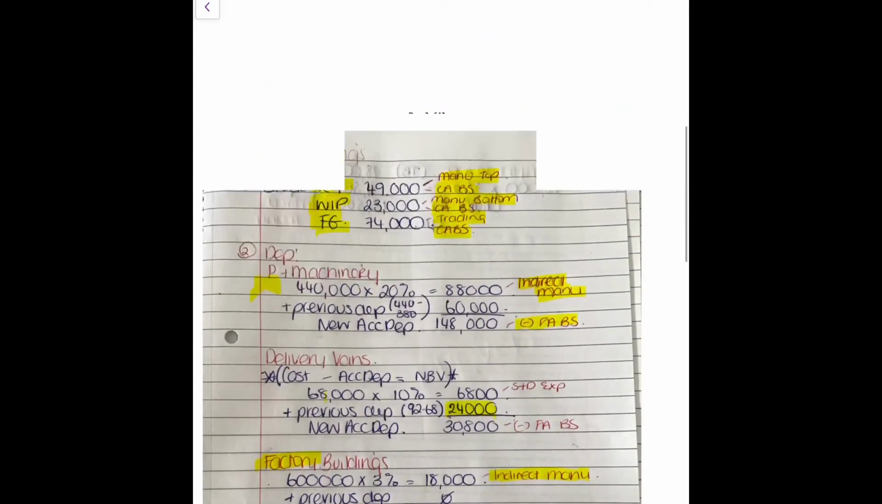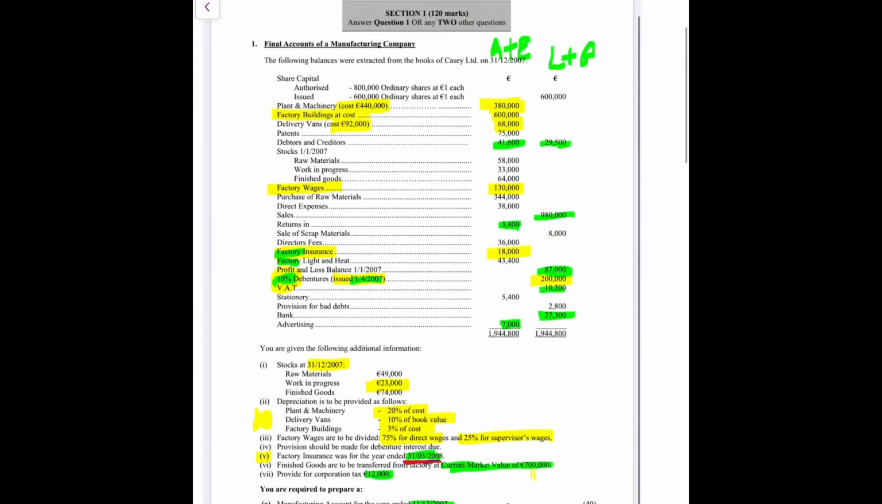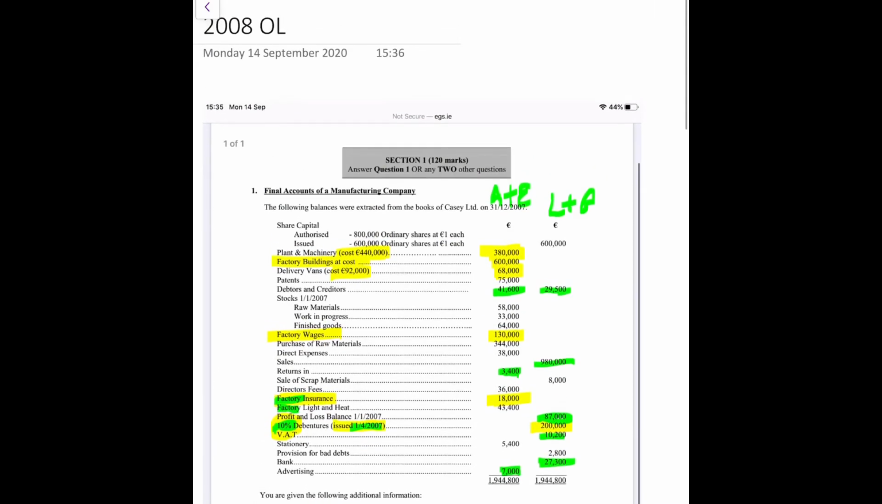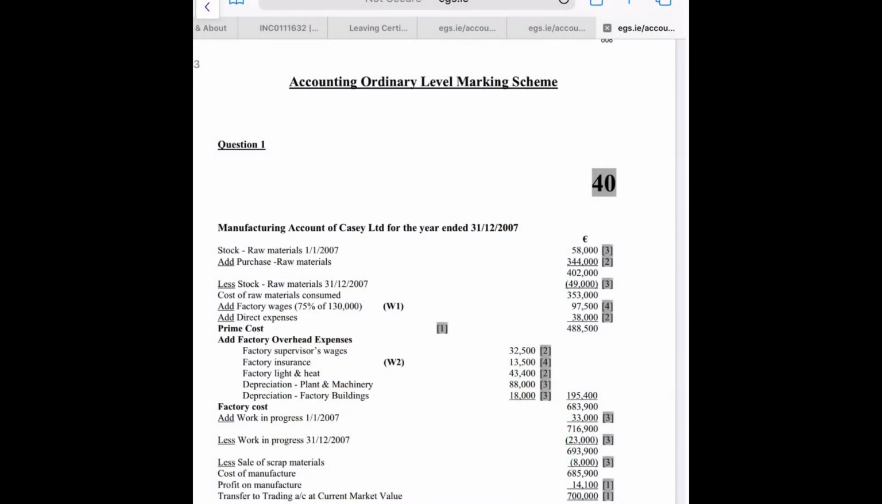So at this point then you are ready to go on and do your manufacturing account. Okay, so you need to rule out your 3 pages, your 3 lines. We will need 3 pages as well. So this is the marking scheme for the answer to the manufacturing account. Okay, so we'll talk through it to explain where the figures are coming from.